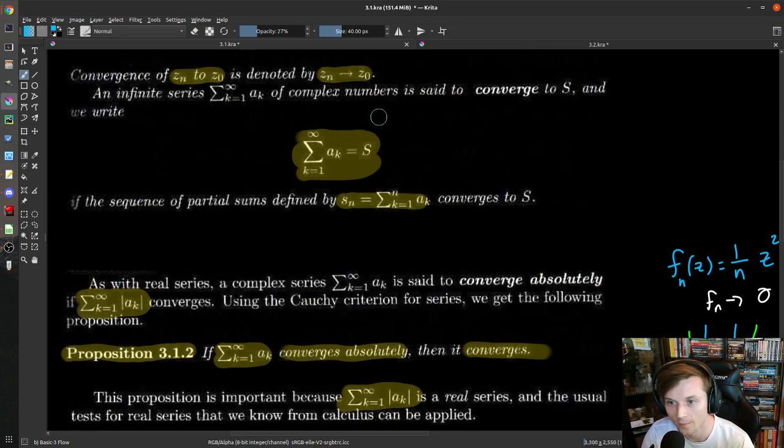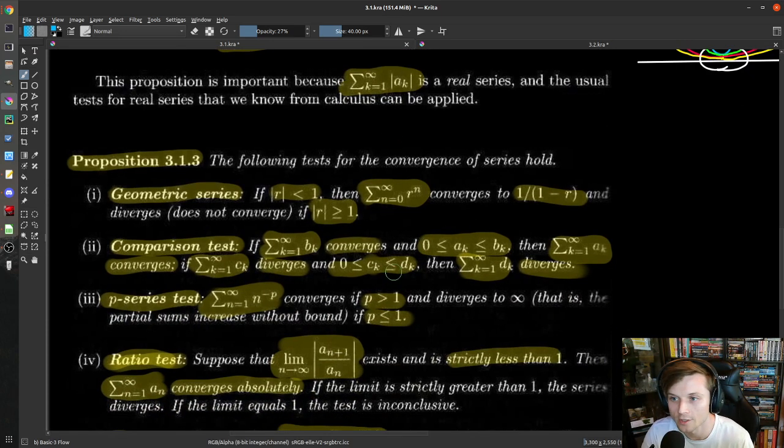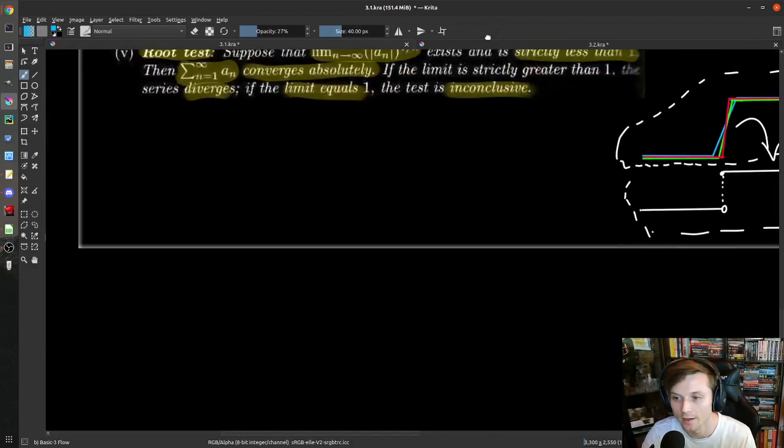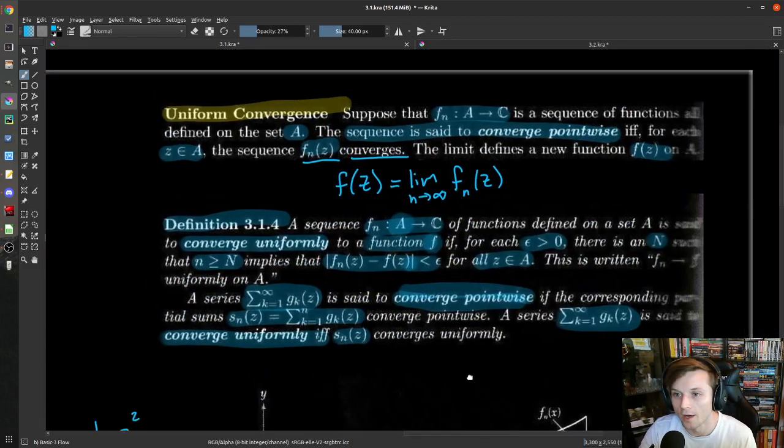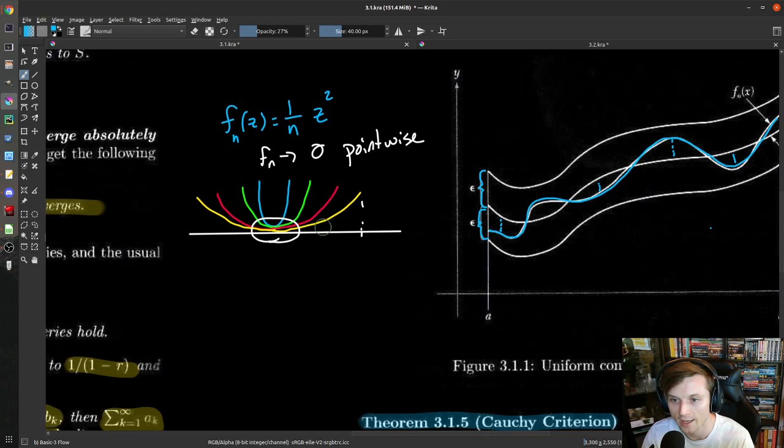We talked a little bit about convergent series, which of course just comes from a convergent sequence of partial sums. And then we talked a little bit about absolute convergence, how absolute convergence let us bring over some results from Calc 2 into the complex setting. Then we described the notion of uniform convergence, which was a slightly stronger notion than pointwise convergence. It just boiled down to converging at a uniform rate.